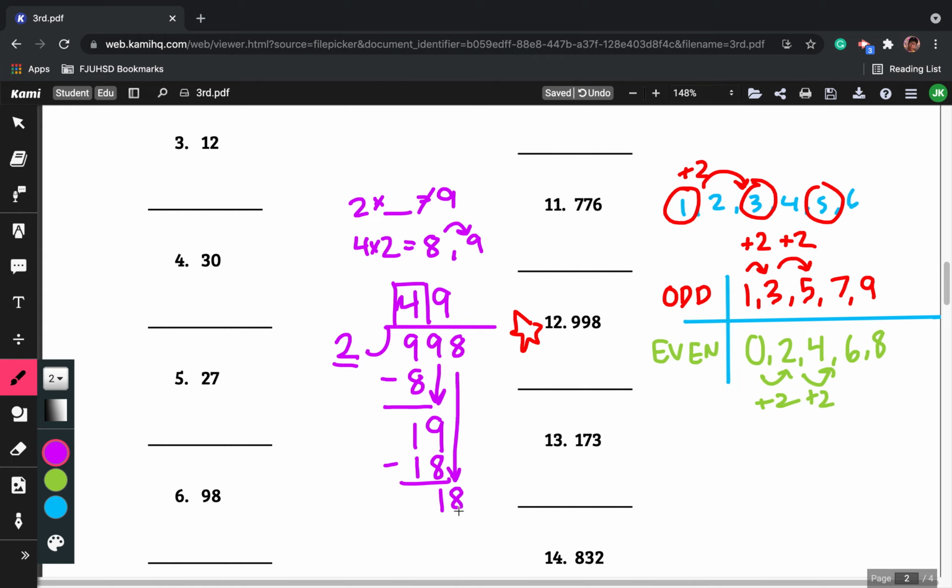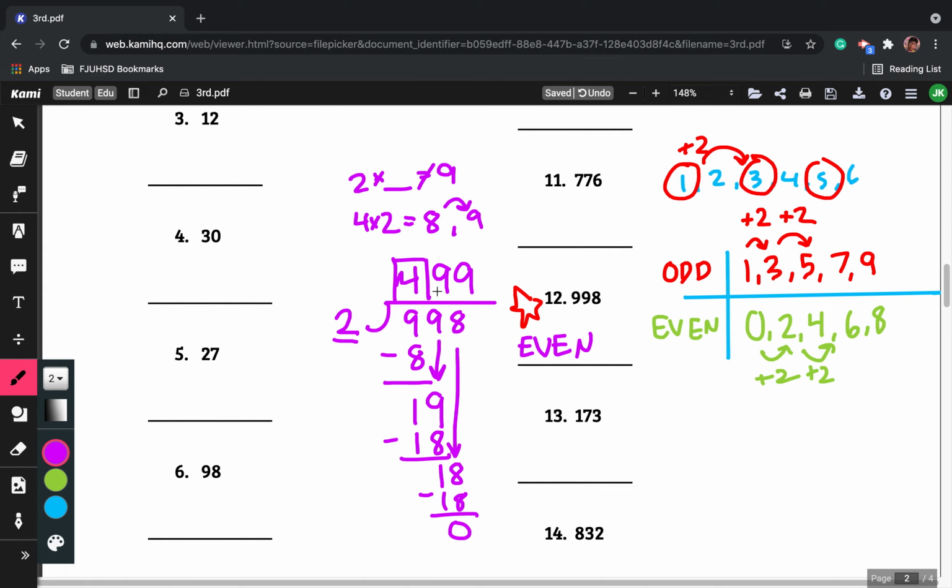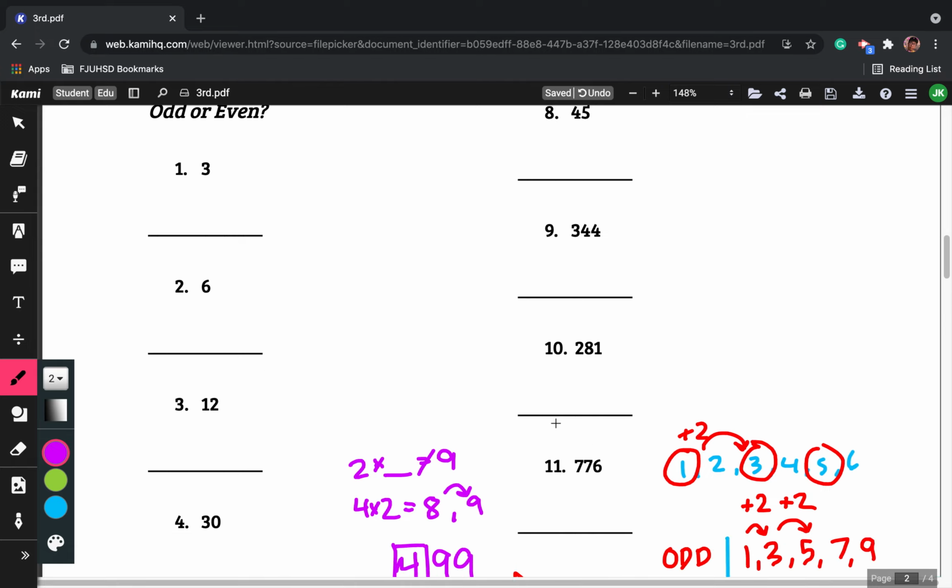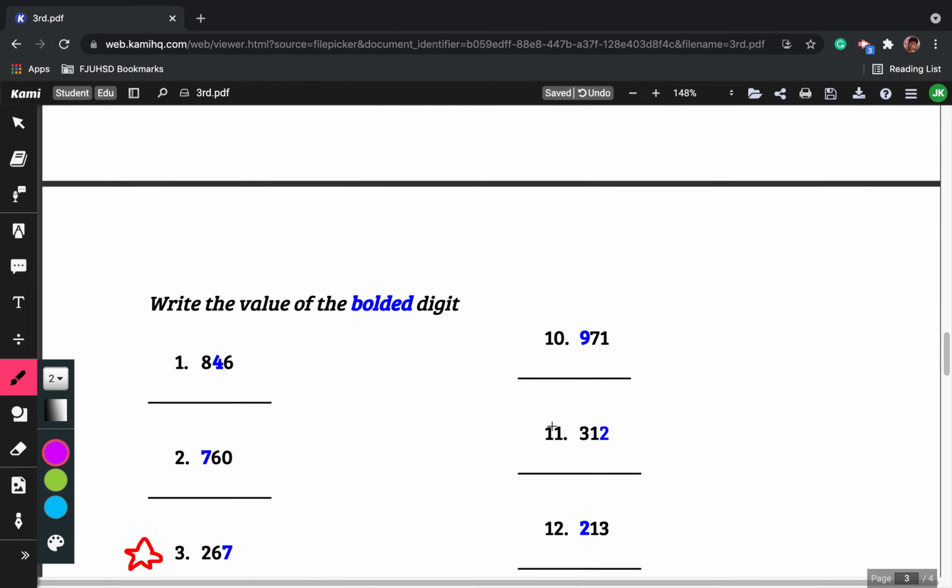And how many times can 2 go into 18? 9. So if there's no remainder, if the remainder is 0, then the answer is even. If the answer has a remainder, then it'll be odd. Okay, moving on.